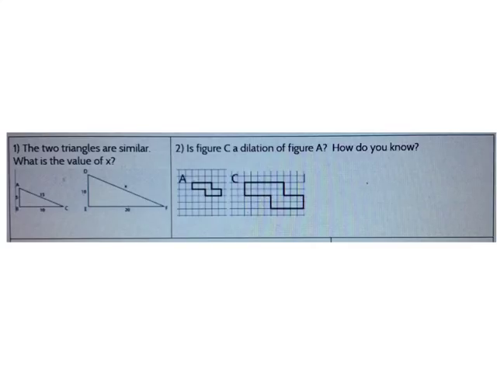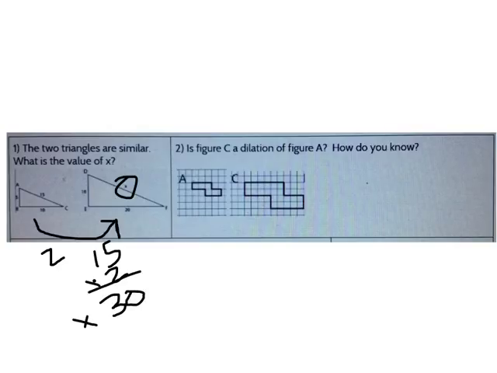Let's start on our do now. The two triangles are similar. What is the value of x? First, what's the scale factor to move from the triangle on the left to the triangle on the right? It's 2. The scale factor is 2. So what's the value of x? Well, I can multiply 15 times 2. When I do that, x is 30.